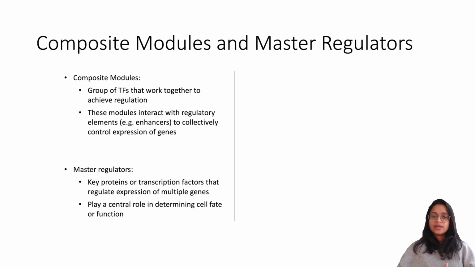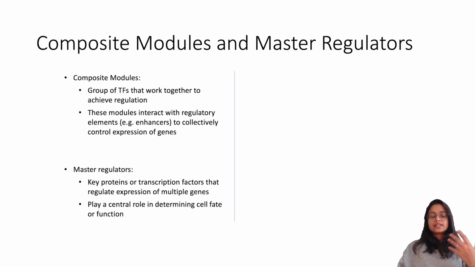Composite modules, on the other hand, refer to a group of genetic elements that work together as a functional unit to control a group of target genes to achieve a particular biological function or response. These modules often involve interaction between multiple regulatory elements, such as transcription factor binding sites within enhancers and promoters, that collectively control the expression of target genes of the module. So these genes can exhibit coordinated behavior, responding to various signals or environmental cues to regulate specific cellular processes.